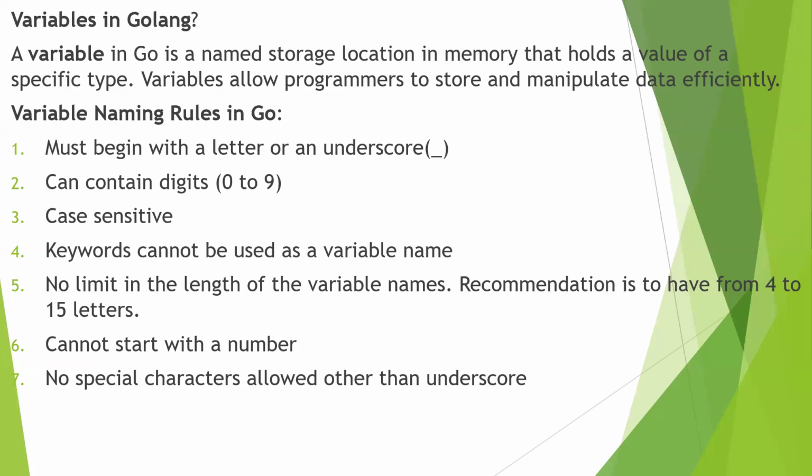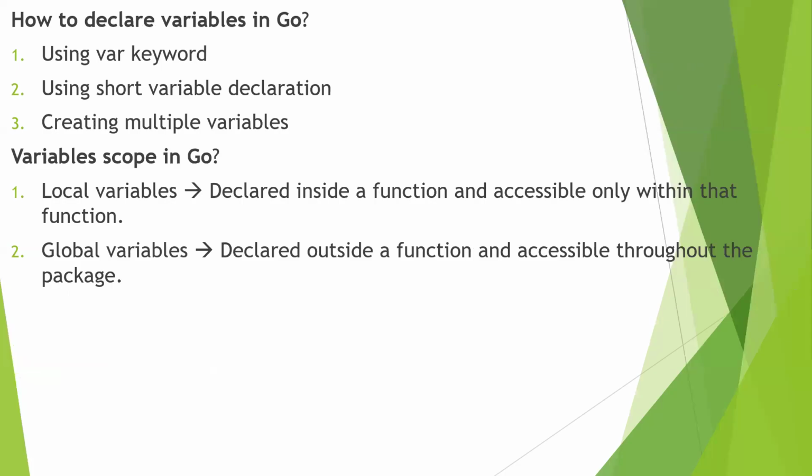Hope we are very clear on variables and the naming rules that we need to follow for naming a variable in Golang. Now, how do we declare variables? Golang offers three variations in declaring variables. The very first way of declaring variables is using the var keyword. Using the keyword var, we can declare variables in Golang.